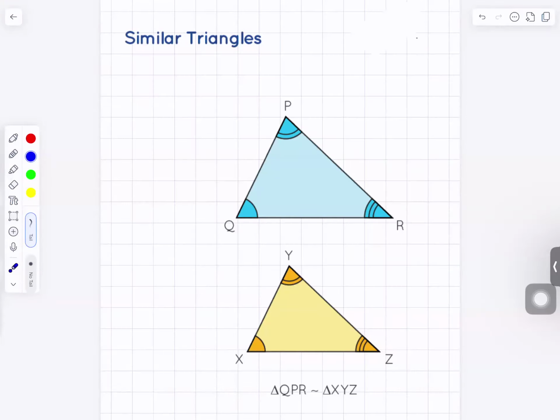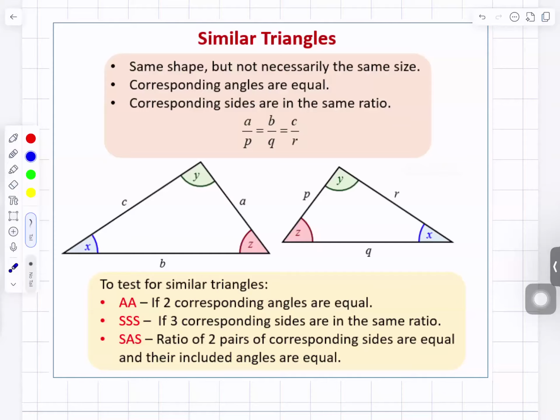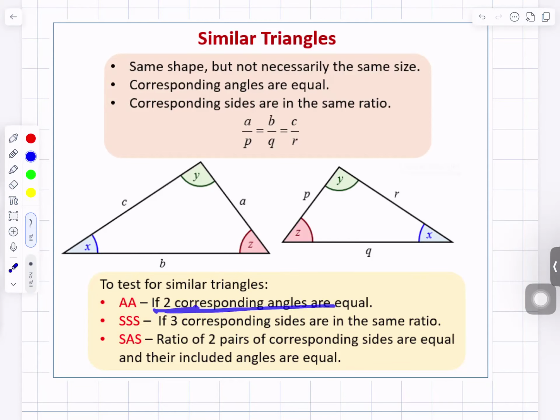So when two triangles are similar, you can compare the angles. The angles are, this angle could be the same with this one, and these angles are the same, and these angles are the same. So that will show that the two triangles are similar. So use this information to help you to prove that two triangles are similar. So this is the test for similar triangles. I've circled the bottom there. If two corresponding angles are equal, that means they are similar.